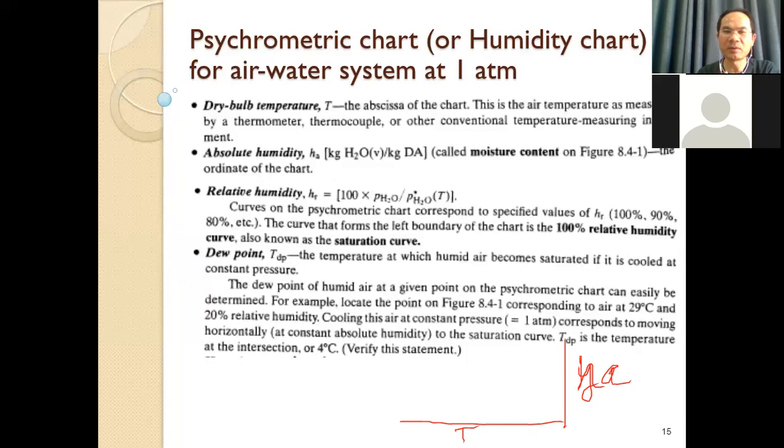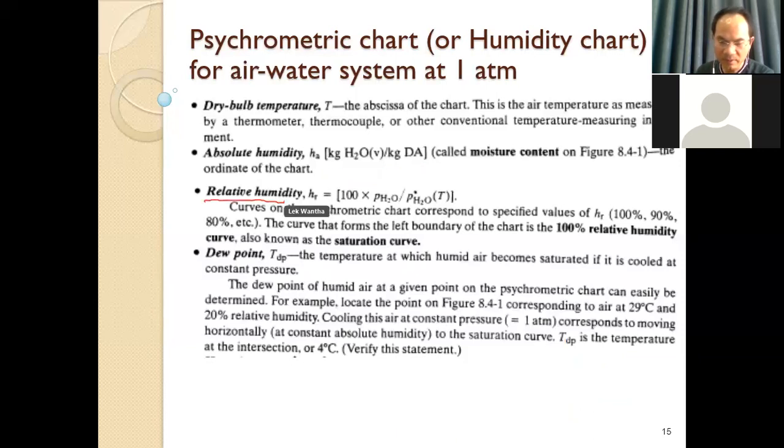The absolute humidity, or sometimes we call it moisture content, is the amount of water included in the air, in terms of the vapor phase of water in the air. Dry air means the composition of only air, no water.